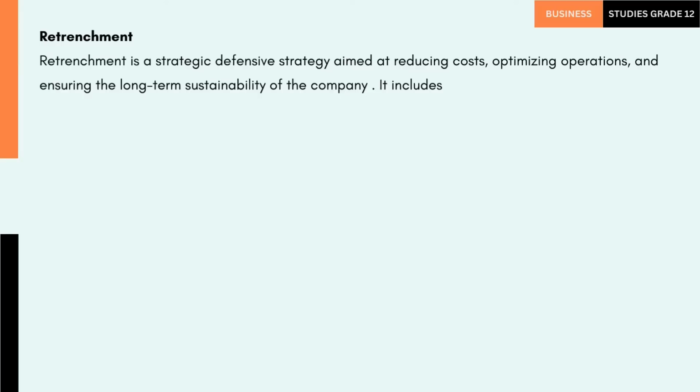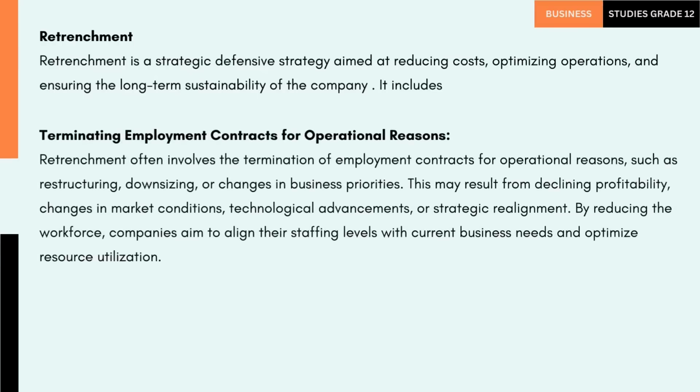3. Retrenchment. Retrenchment is a strategic defensive strategy aimed at reducing costs, optimizing operations, and ensuring the long-term sustainability of the company. It includes A. Terminating employment contracts for operational reasons.